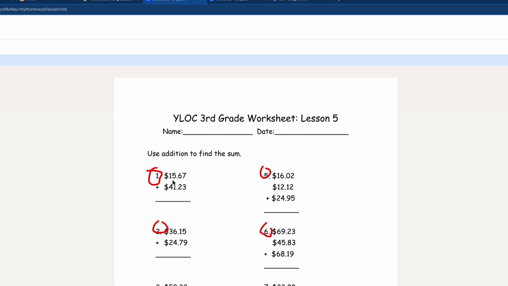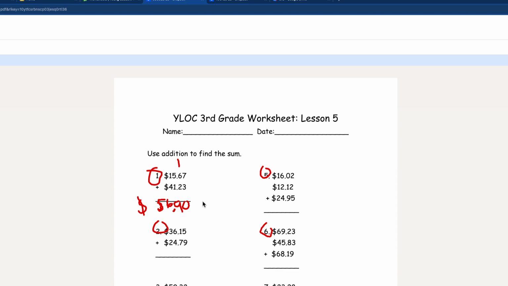So number one, $15.67 plus $41.23. So we're gonna start off with the cents here. So 7 plus 3 is 0. Carry the 1. 1 plus 6 is 7 plus 2 is 9. And then we're going to add the decimal point at the exact same place. 5 plus 1 is 6, and 1 plus 4 is 5. And don't forget to add the units. So $56.90 or 56.90 is going to be our answer for number one.